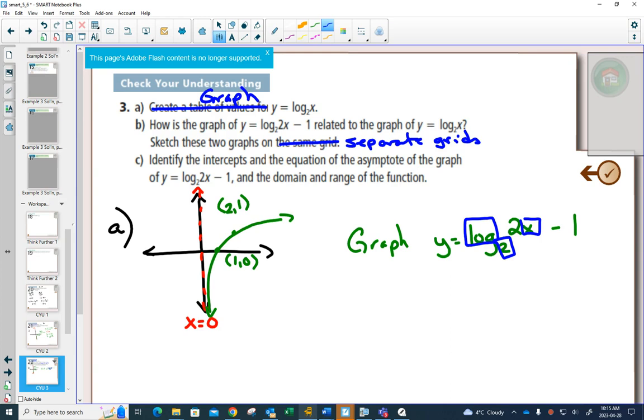The log base 2 of x is the graph that we have off to the left. Then we look, what are the numbers that are new? We have a 2 there. Can you see that that 2 is inside the function? Because it's with the x. That will be a horizontal compression. You will multiply your x values by a half.